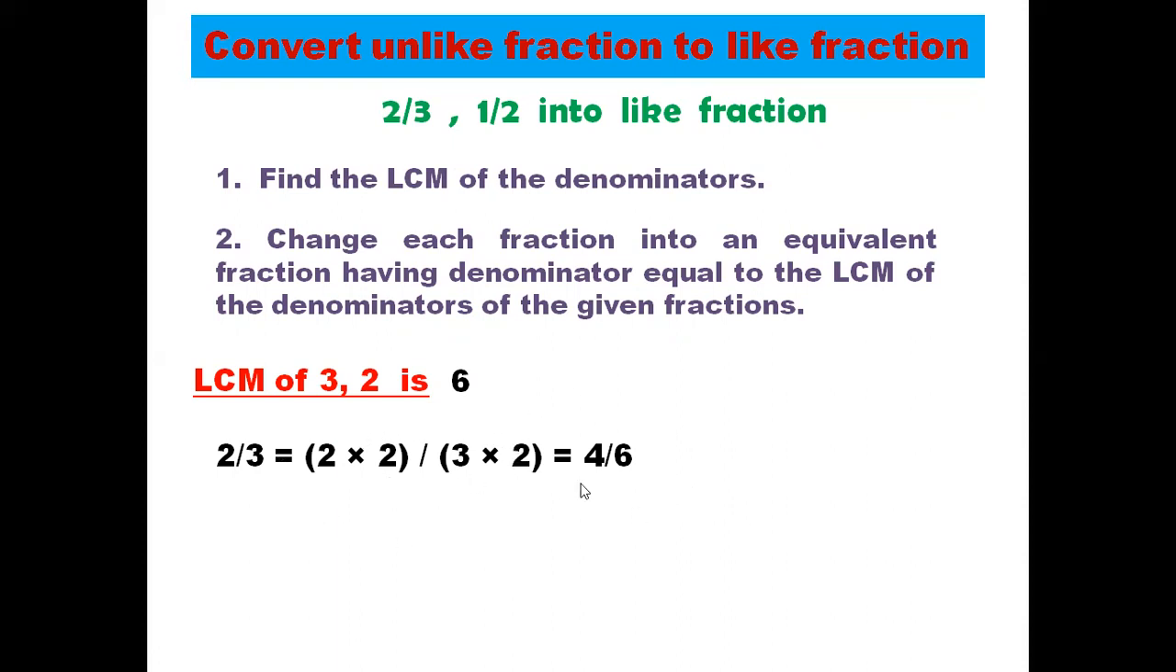So 2 times 2 is 4 and 3 times 2 is 6. So we get 4 by 6. Similarly, for 1 by 2, we multiply the denominator with a number so as to get 6. So we know 2 times 3 is 6. Now we multiply the numerator with the same number 3. So 1 times 3 is 3 and 2 times 3 is 6. So the like fractions are 4 by 6 and 3 by 6.